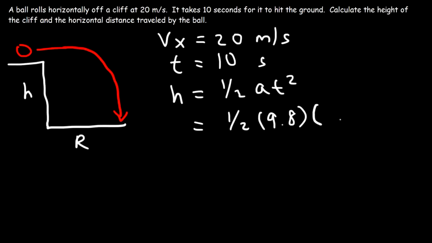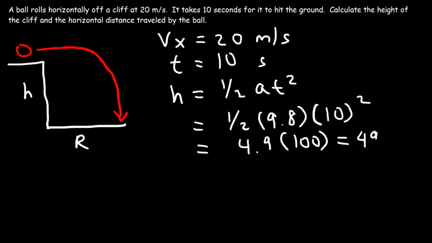And t is 10. Half of 9.8 is 4.9. 10 squared is 100. So 4.9 times 100 is 490. So that's the height of the cliff, since it takes 10 seconds to hit the ground. Now let's calculate the range.